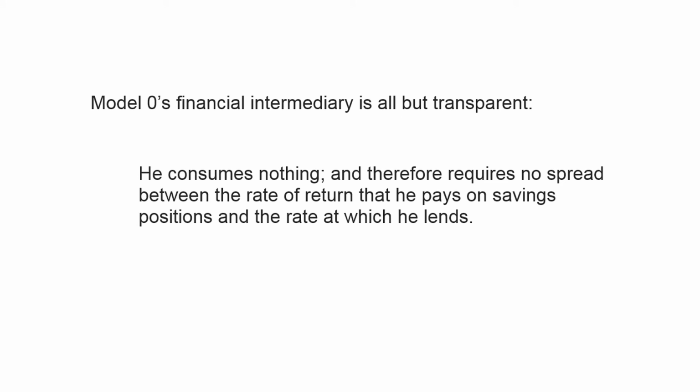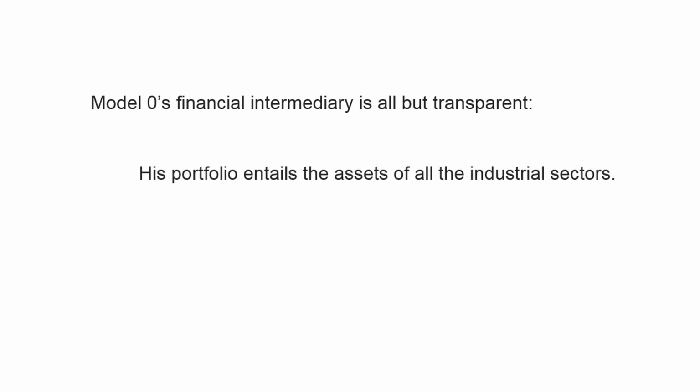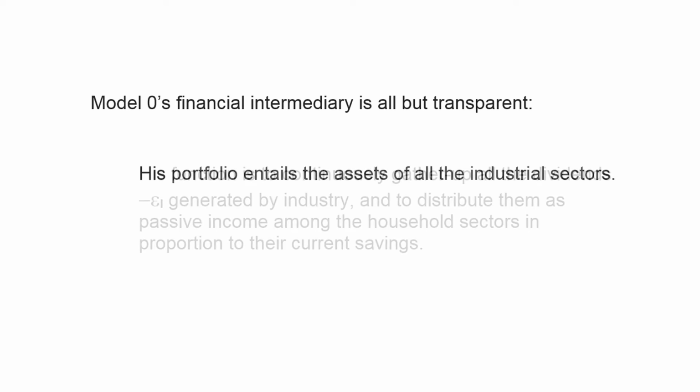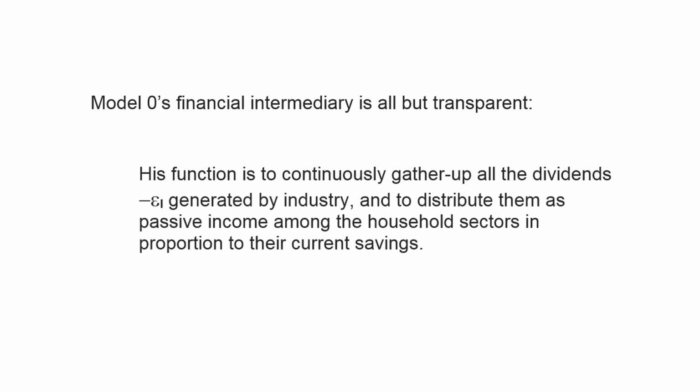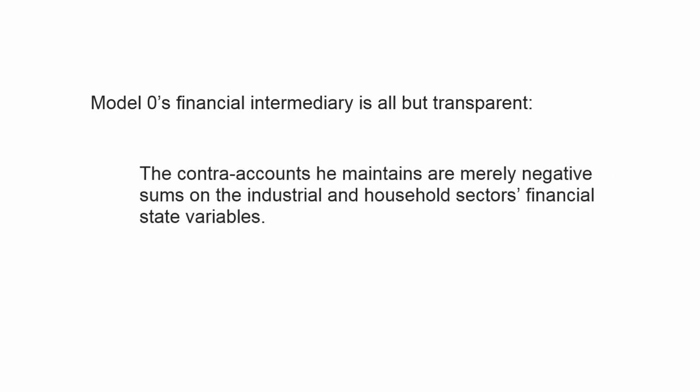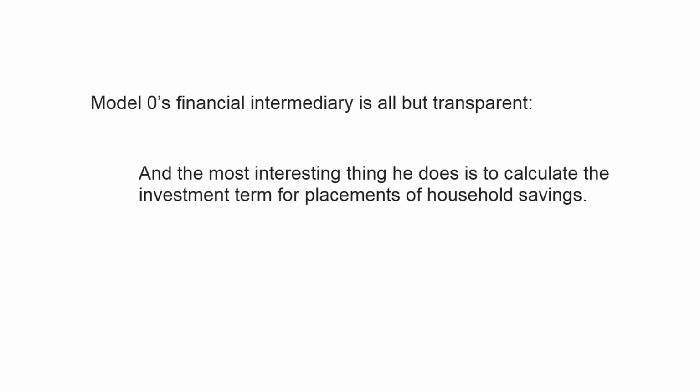He consumes nothing, and therefore requires no spread between the rate of return that he pays on savings positions and the rate he charges on invested funds. His portfolio entails the assets of all the industrial sectors. His function is to continuously gather up all the dividends minus epsilon sub I generated by industry, and to distribute them as passive income among the household sectors in proportion to their current savings. The contra accounts he maintains are merely negative sums on the industrial and household sectors' financial state variables. And the most interesting thing he does is to calculate the investment term for placements of household savings.